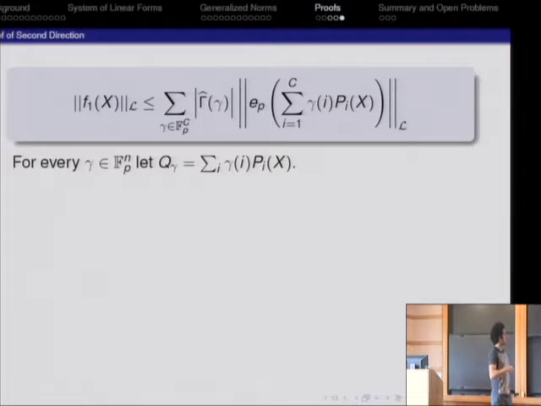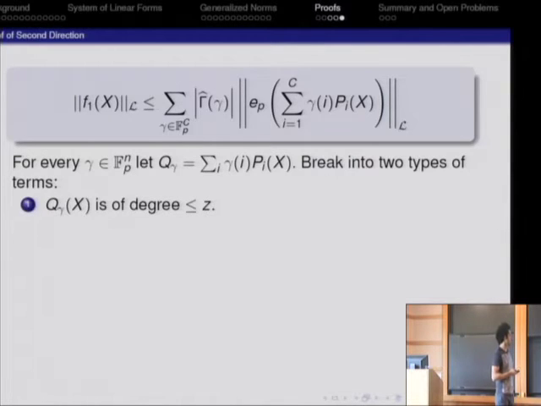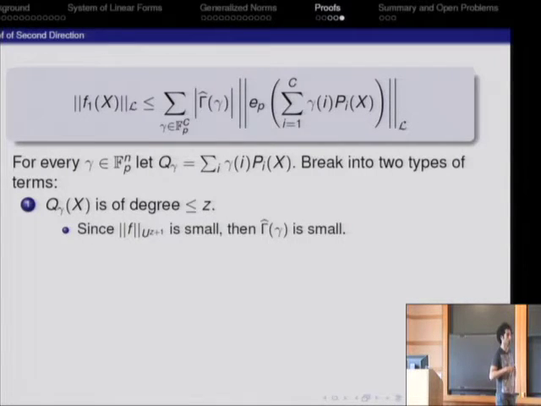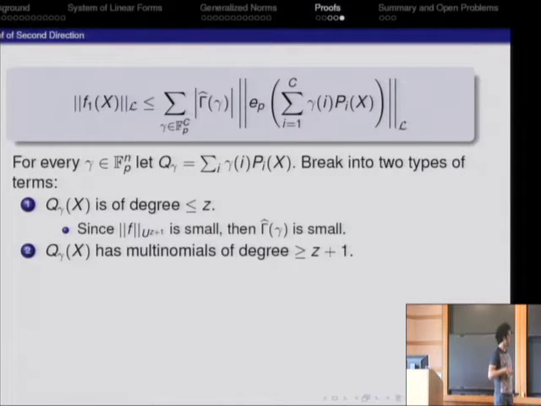So what we just saw was that we could bound the L norm of f1 by this following linear combination. And the next part of the idea of the proof will be that we will prove that either these coefficients are small or these norms are going to be small. So to see this, we will define for every combination this Q to be equal to that linear combination. And there are two cases. The first case is that this Q has degree less than or equal to Z, where if this happens, since we know that F already has small Gowers norm, then this already implies that these coefficients are going to be very small.